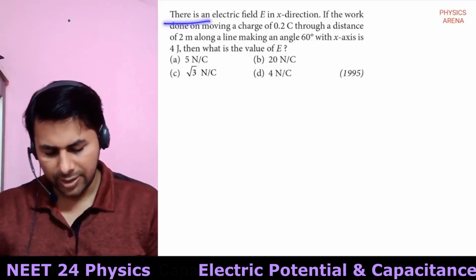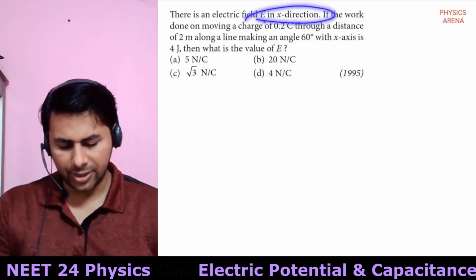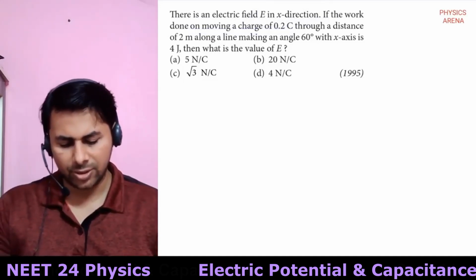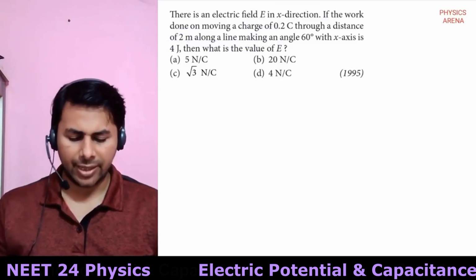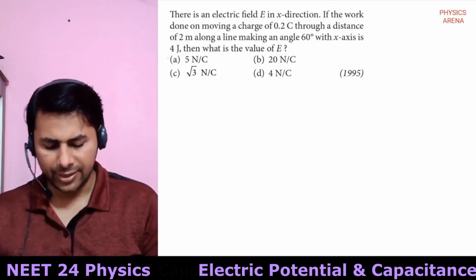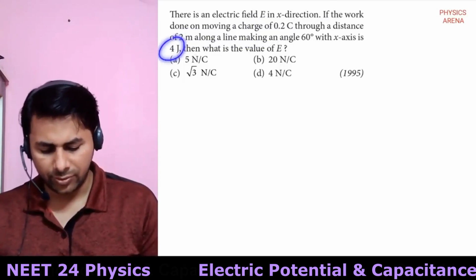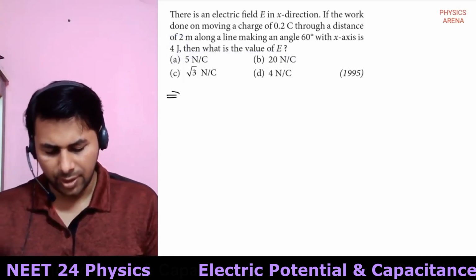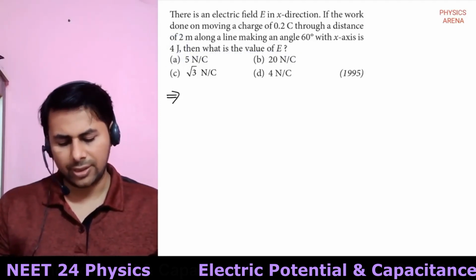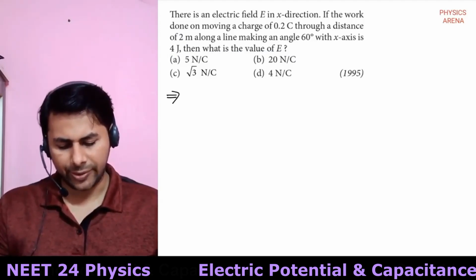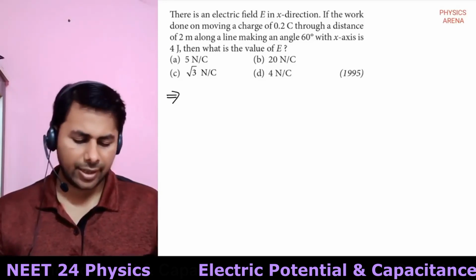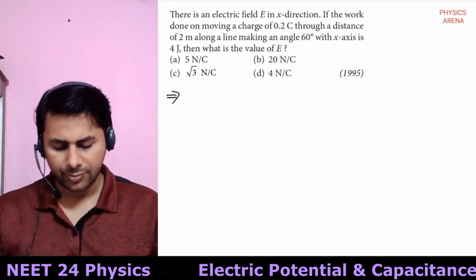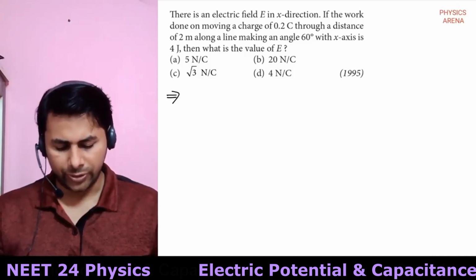Next one, there is electric field E in x direction. The work done on moving the charge 0.2 coulomb through a distance 2 meter along a line making angle 60° with x-axis is 4 joule. What is the value of E? Okay, so this is very simple. There is an electric field in x direction. Work is done to move charge 0.2 coulomb through a distance of 2 meter along a line making an angle 60°. Okay, is 4 joule.